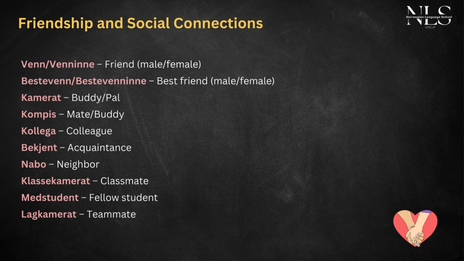Friendships and social connections are vital in Norwegian culture. Here are some common terms used to describe various types of social relationships. Venn, venninne, friend, male, female. These are the most common terms for friends. Venn is masculine, while venninne is feminine. However, venn can also be used in a gender-neutral way.